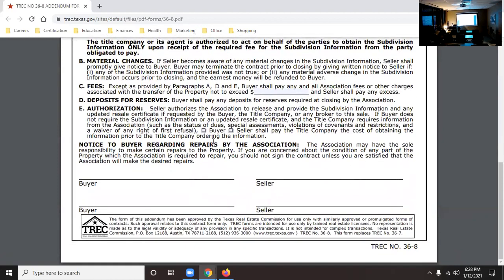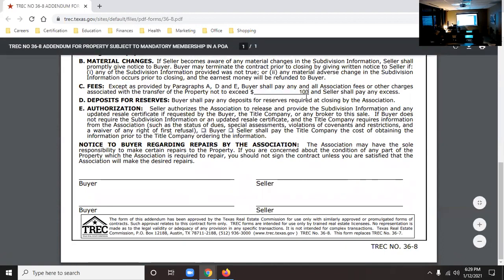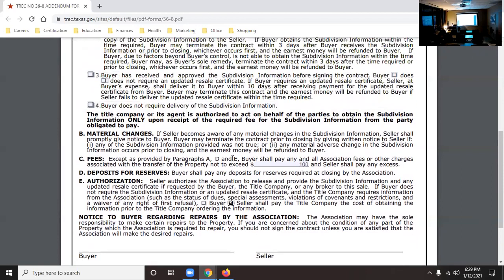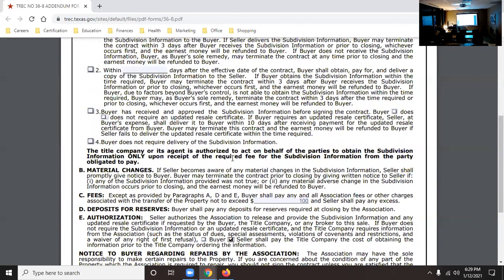Again, both parties sign. There is sometimes going to be a fee that may be associated, and so the buyer shall pay any and all association fees or other charges associated with the transfer of the property, and these are going to be most of the time $100. Okay. And again, in regards to authorizations, you would want the seller to pay the title company the cost of obtaining any information prior to the title company ordering that information. Okay, but again, all of this is negotiable. Everything's negotiable. I'm just giving you the normal standard processes.